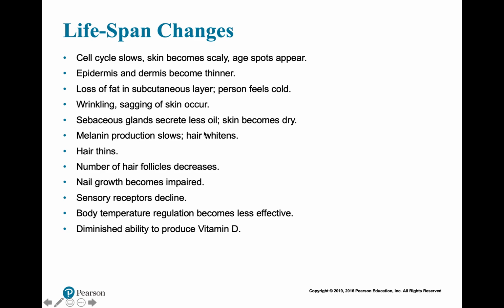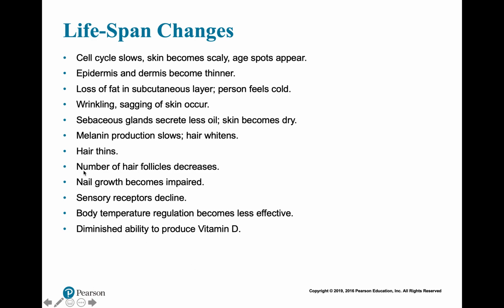Sebaceous glands secrete less oil. That's why elderly individuals might be more prone to dry skin, and therefore with friction the skin might break open more easily, and they're more prone to infections. Melanin production slows over time. That's why elderly individuals' hair whitens, but also their skin is less adept at dealing with UV damage. Hair thins, because again the cell cycle slows, so those keratinocytes aren't undergoing mitosis as readily, so we stop producing as much hair.